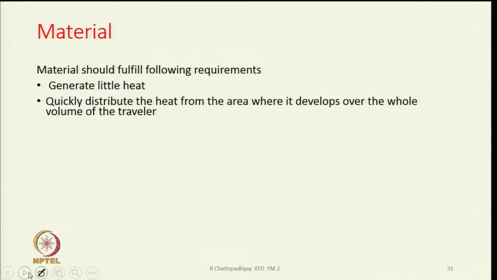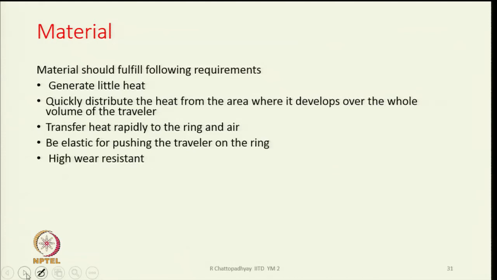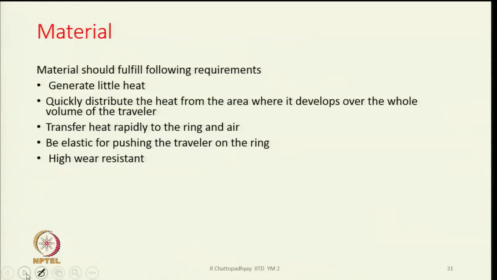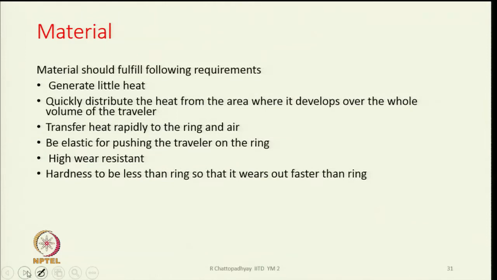Material. The material to be used for making the traveler should have the following requirements. It should generate little heat, quickly distribute the heat from the area where it develops over the whole volume of the traveler, transfer the heat to the ring and air, and be elastic for pushing the traveler on the ring. See, the way the travelers are pushed on the ring surface, it has to be a little elastic, it should not be brittle in nature. Otherwise, when you push the traveler to fit it on the ring, the traveler is going to break. So, some amount of elasticity is required. It has to be highly wear resistant. So many demands are there on the material, and hardness has to be less than the ring so that it wears out faster than the ring.